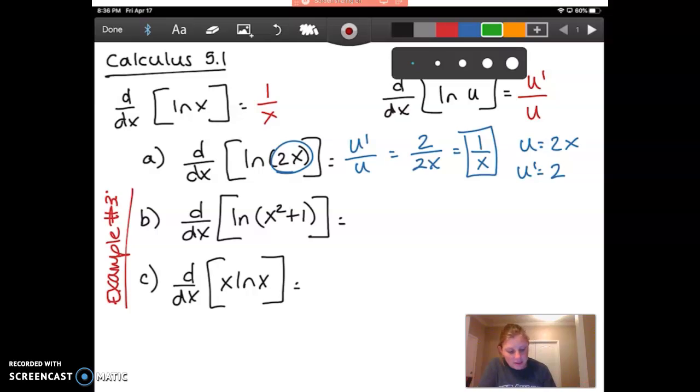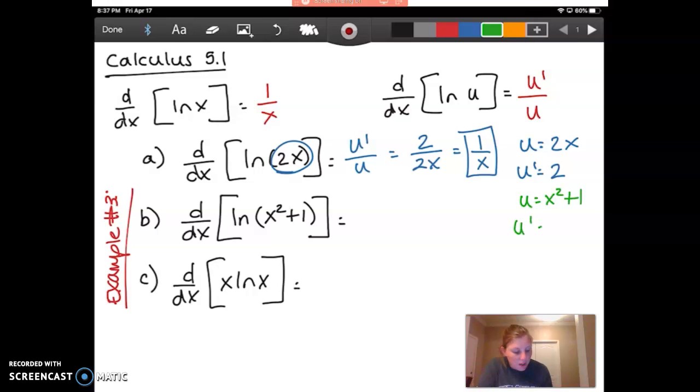For the second one, you're going to see something a little more complex. Your u, in this case, will equal x squared plus 1, and u prime will equal 2x plus 0. And we're going to allow that plus 0 to be understood. So whenever I'm plugging this in, my answer would be 2x over x squared plus 1. There's nothing more to simplify, so I leave it just like that.